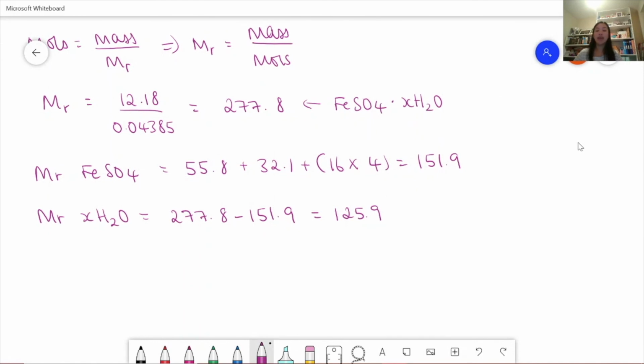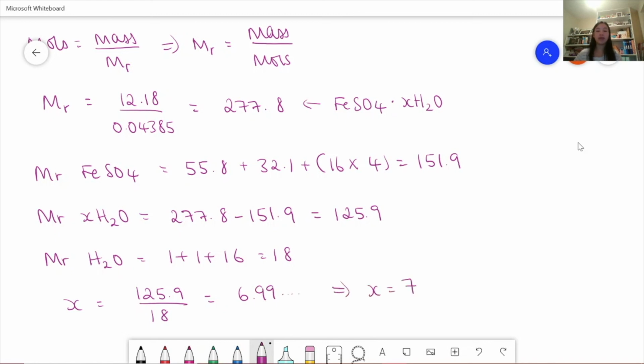And now what we do is we work out the Mr of H2O and then divide it so we can find how many H2Os we have, so how to find x. So the Mr of H2O is equal to 1 plus 1 plus 16, which is 18. And so x is equal to 125.9 divided by 18. And this gives us 6.99... So therefore x is equal to 7 because we round it up.